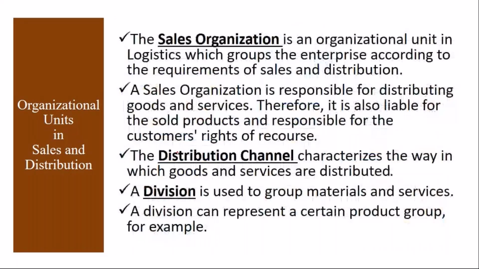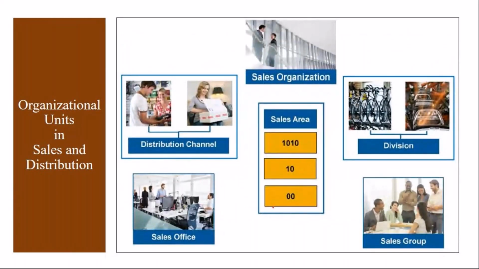Now the next one is division. A division is used to group materials and services. So division is nothing but a group of products or services. A division can represent a certain product group. For example, suppose you are manufacturing bicycles, I'm just giving an example. All the men's bicycles can be considered as a division. All the children's bicycles, kids bicycles, can be considered as a division. It's a group of products basically. So that is called division.